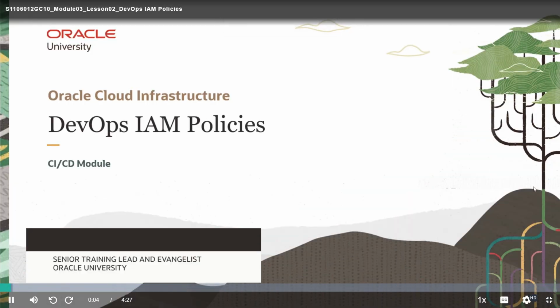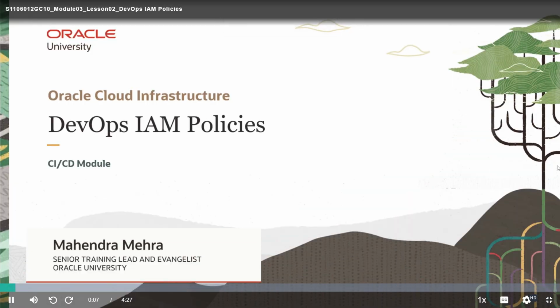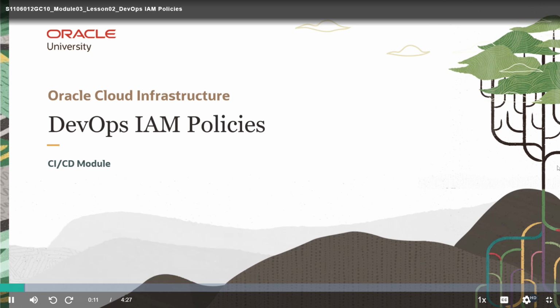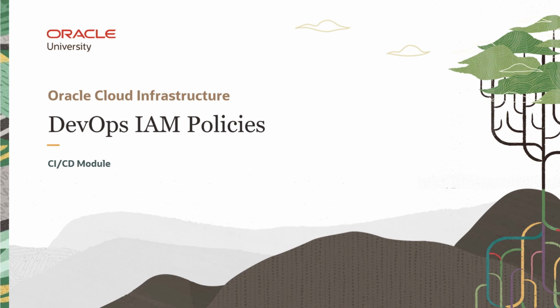Welcome to this lesson on DevOps IAM policies. As we all are aware, each service in Oracle Cloud Infrastructure integrates with IAM for authentication and authorization. The first step in setting up your DevOps service and project is creating the appropriate IAM policies for users, groups, and resources taking part in it.